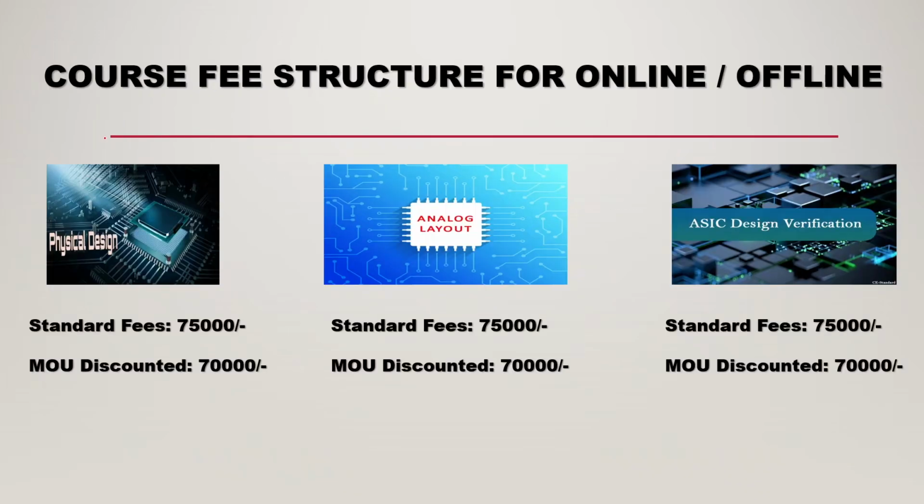The course fee for physical design, analog layout, and design verification: the standard fee is 75,000. Suppose any college is giving a bulk of students, we can make an MOU with the college, and we can give a 5,000 discount, and we can give it for 70,000. That is the MOU discounted fee. Any college ready to give a bulk of students, there we can provide some discount.